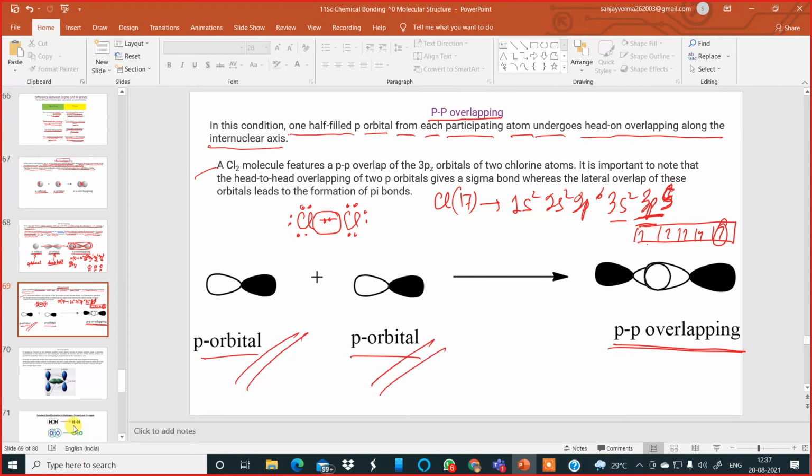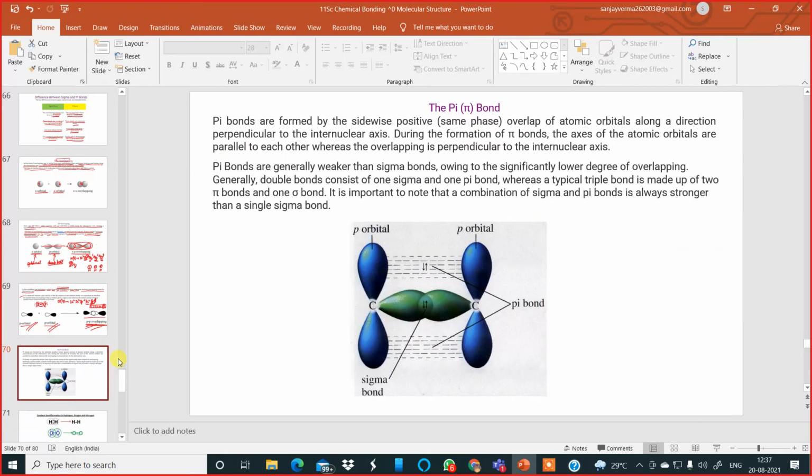So a p orbital overlaps with another p orbital. This is how the diagram of a pp overlapping looks. Now have a look at another slide over here, a better diagram for the pi bond. These orbitals overlapping head-on form the sigma bond, and these are overlapping sideways to form, you can see, the pi bond. They're overlapping sideways, so that is going to form a pi bond containing two electrons.